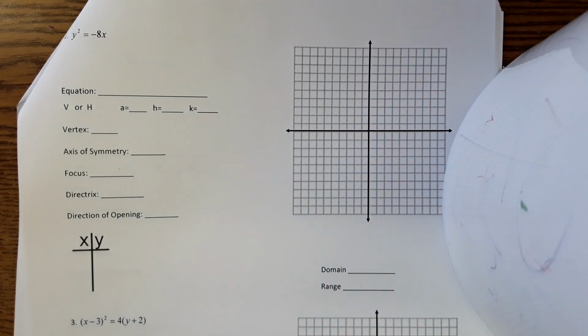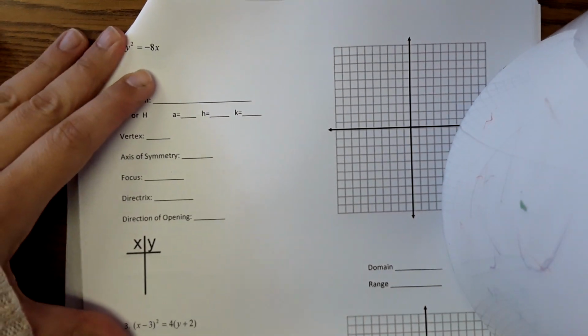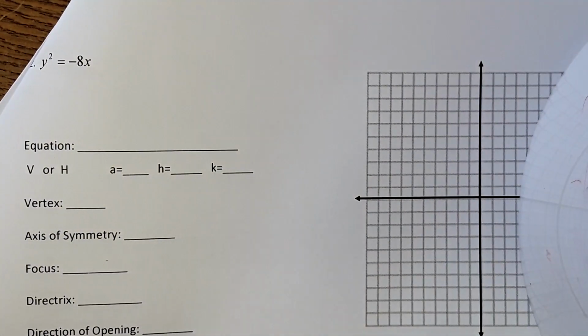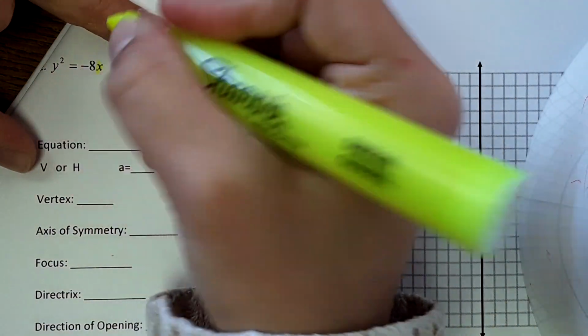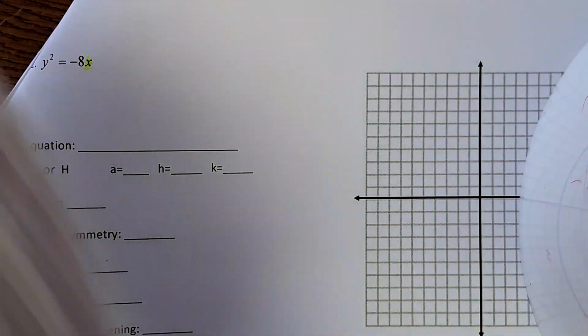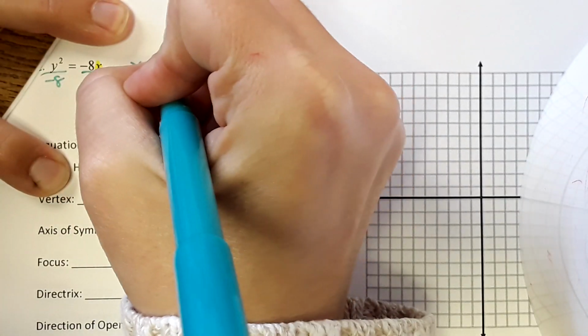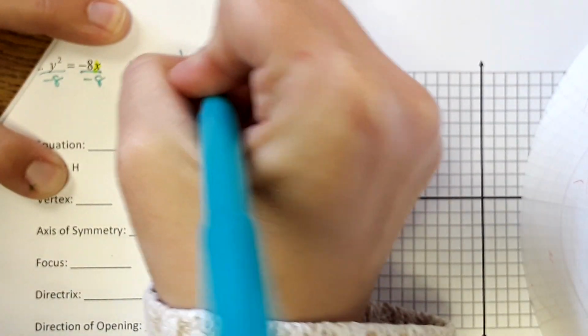By the way, we're just going to do 2 and 3 today, and then we'll probably do 4 and 5 tomorrow. Okay, so number 2, it says y squared is negative 8x. Remember, we're supposed to solve for the variable that's not squared, which in this case is x. So we're going to get x by itself, divide by negative 8, divide by negative 8, get x equals negative 1/8 y squared.